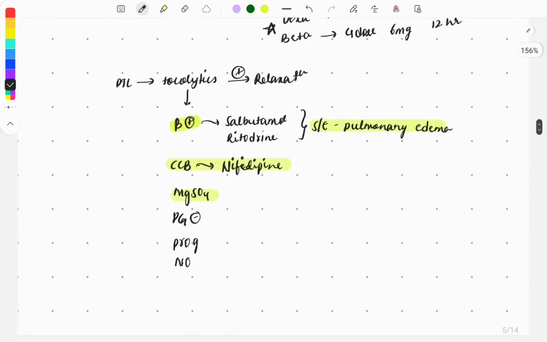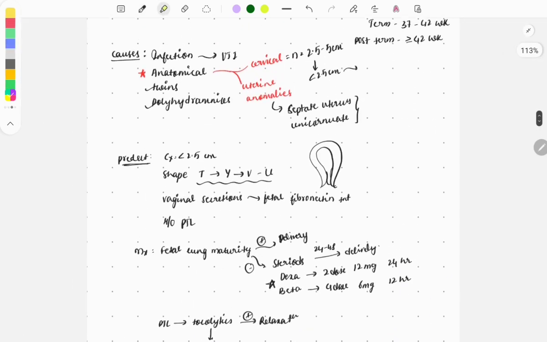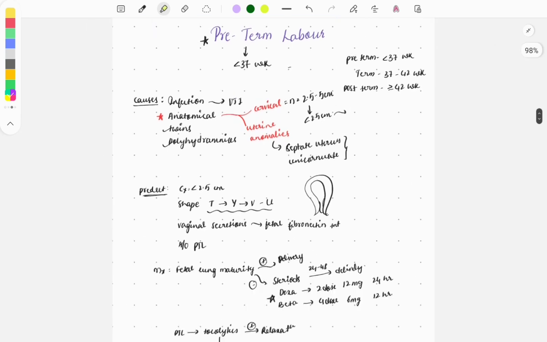If the question is asked on prevention, how will you prevent it, then we will be giving prophylactic antibiotics if it is infection. Okay, then we will be giving prophylactic progesterone. Then the next important thing which we do for prevention is the cerclage. So in case of cervical incompetence, we will put the cerclage at more than 12 weeks. So these are a few things which you must remember from preterm labor.